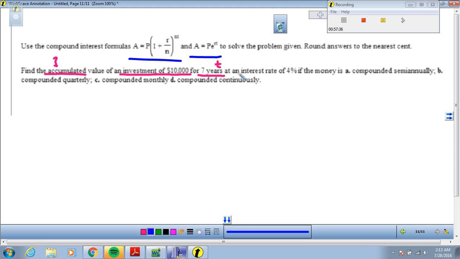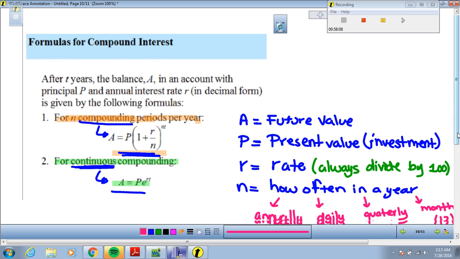So we were saying, find the accumulated value of an investment of $10,000 for 7 years at an interest rate, here is your rate, of 4%. If the money is A, compounded semi-annually, B, compounded quarterly, C, compounded monthly, D, compounded continuously. This is the one that I was missing. Semi-annually means 2 times within a year. Let me go back to the notes and also add that one there.